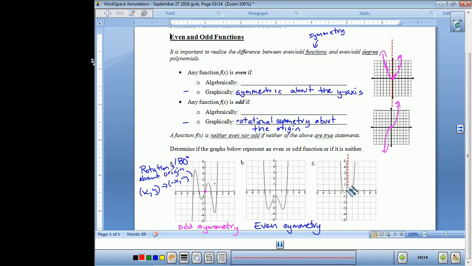Do you guys see that this axis of symmetry is right here? Is it exactly on the y-axis? No. That's cool. So it doesn't have even symmetry, and it also doesn't have rotational symmetry. So this is neither even nor odd. And honestly, most functions are neither even nor odd. They neither have even symmetry nor odd symmetry. It's amazing how that works. I agree.